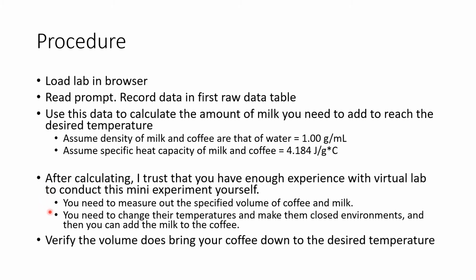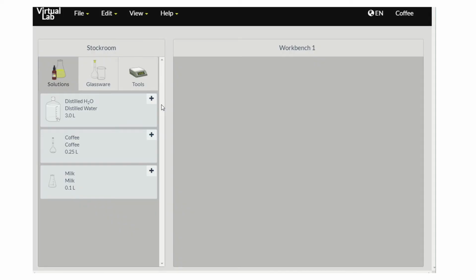But just to give you an idea, you need to measure out the specified volume of the coffee and milk, and then you need to change their temperatures and make them closed environments. From there is when you can add the milk to the coffee, and I'm going to go over it in the video, but just very quickly. And then finally, just verify that the volume does bring your coffee down to the desired temperature.